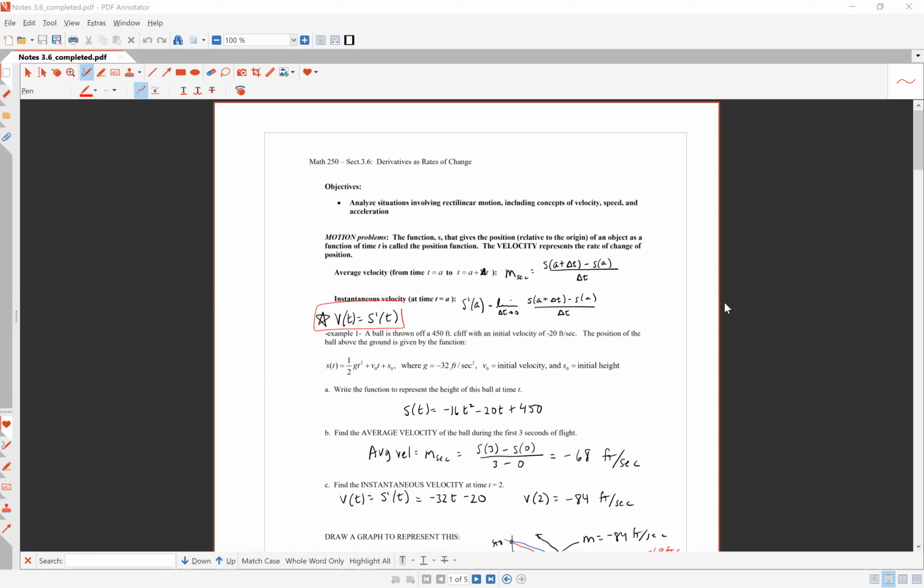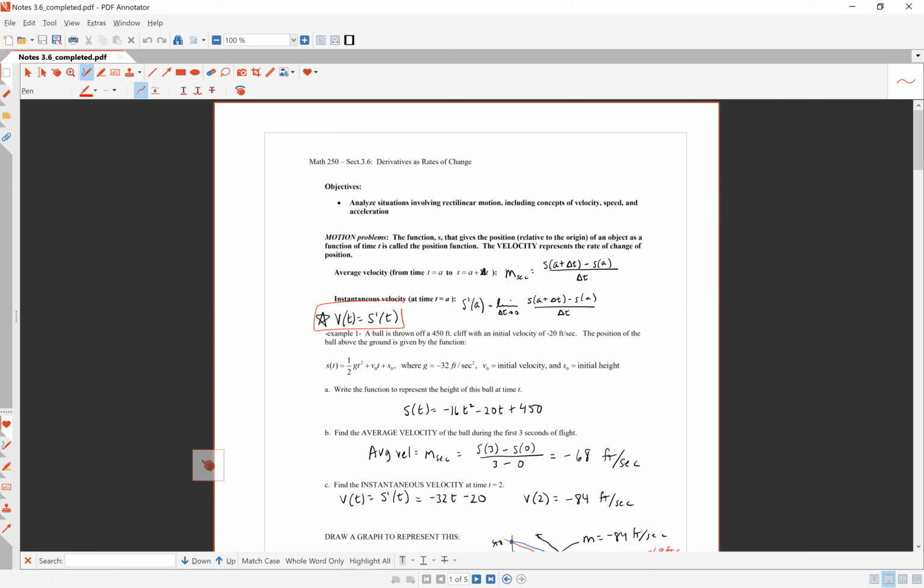Then we talk about the average velocity. We've seen this before, like the average slope. Let's say we want the average velocity from A to A plus delta t. We just look at the slope. We measure S of A plus delta t minus S of A, divided by the time. And the instantaneous velocity is just the derivative of S of A.